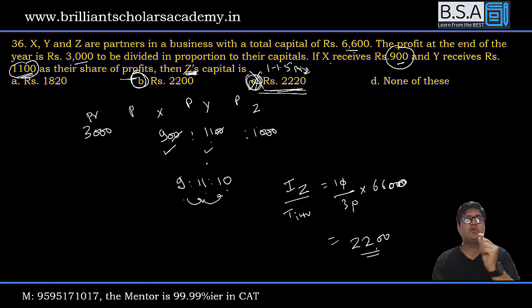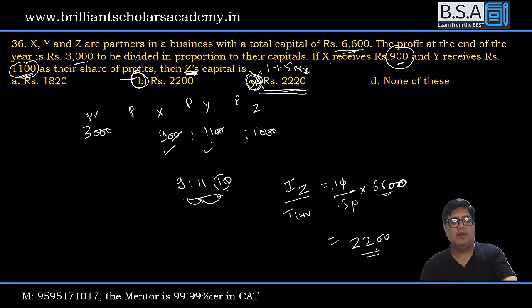Now the question is, what is Z's capital? Capital of Z is 10 out of 30, 1 by 3. And capital value is how much? 6600. 1/3 of 6600 is 2200. Yes.